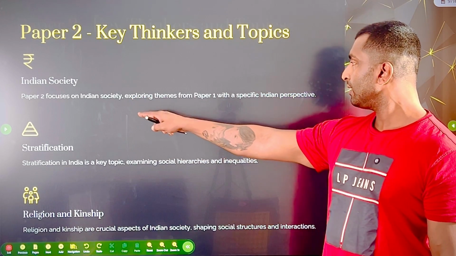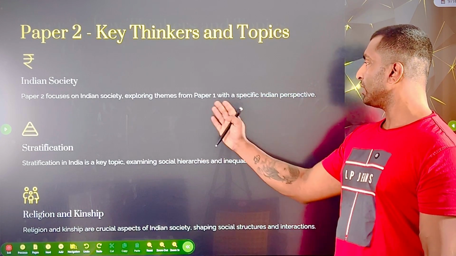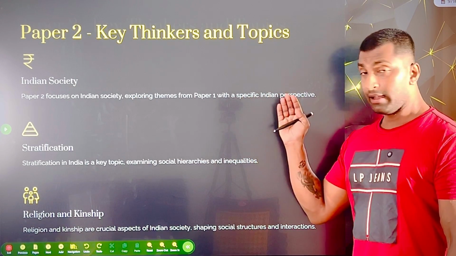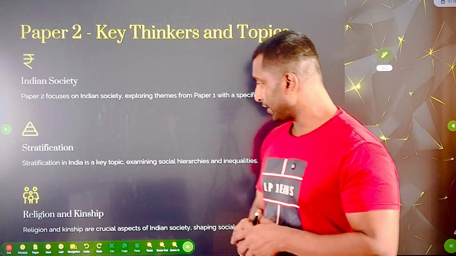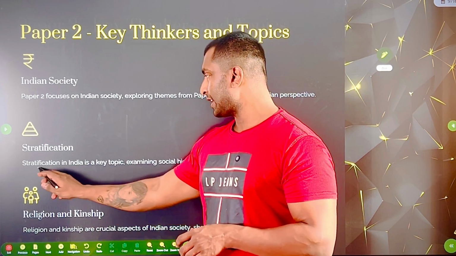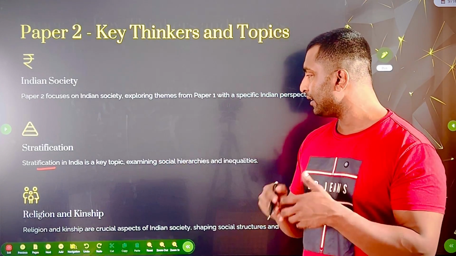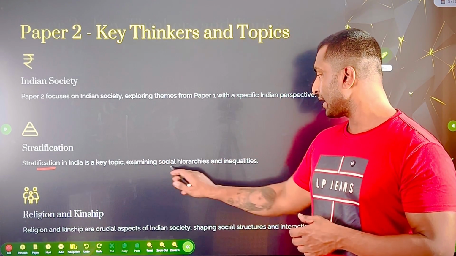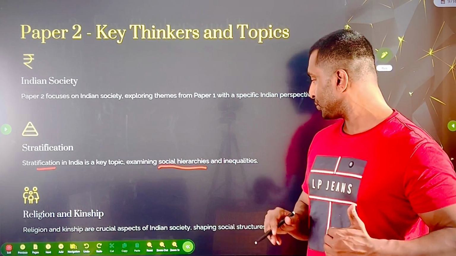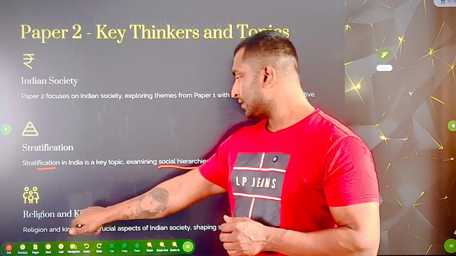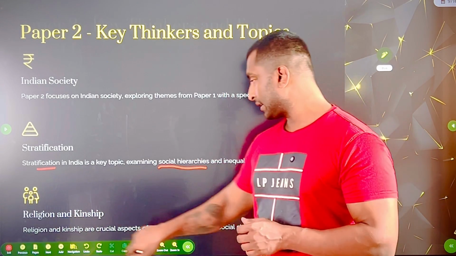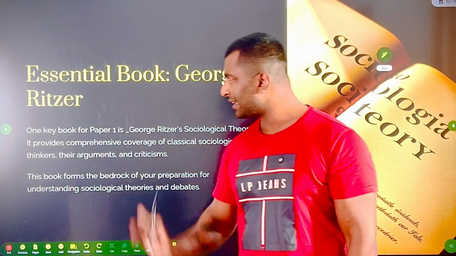Indian society, paper 2, focuses on Indian society, exploring themes from paper 1 and applying them in the Indian context. Stratification, which is there in paper 1, when it comes to paper 2, you will study as inequality, caste system, etc. Social hierarchies, we will see Brahmin, Kshatriya, Vaishya, Shudra. Okay. Then we have religion, kinship topics. All these are basically covered in that.